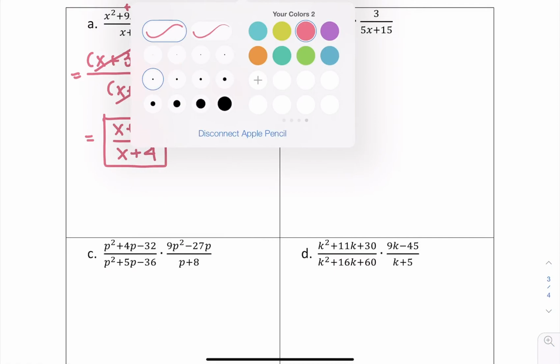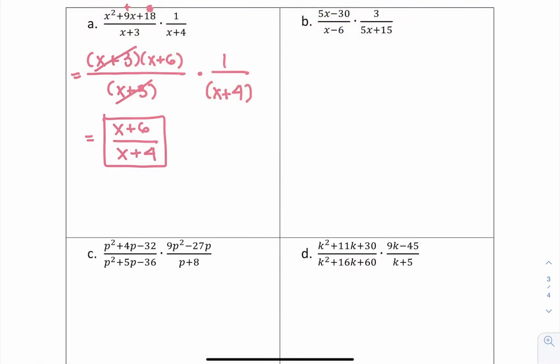Finally, I'm going to state my excluded values. So I'm going to look back to when I first factored everything out. X plus 3 can't be 0, so x can't be negative 3. X plus 4 can't be 0, so x can't be negative 4. There's my excluded values.